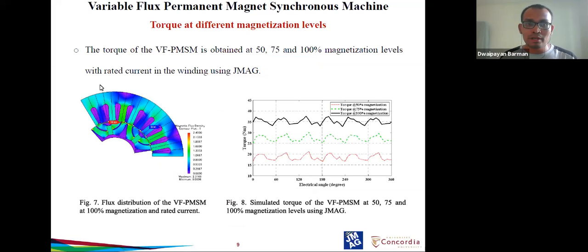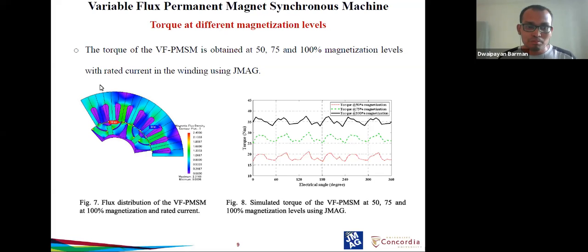The torque of the variable flux PMSM at different magnetization level, 50, 75, and 100% are shown. And we can see that as the magnetization level increases, the average torque of the variable flux PMSM also increases.